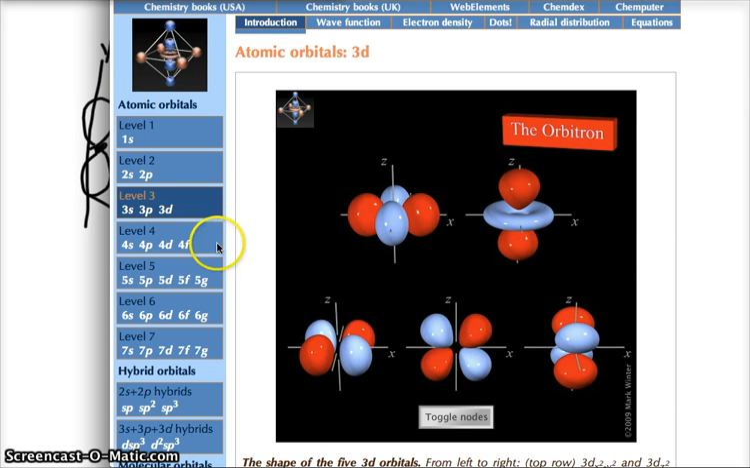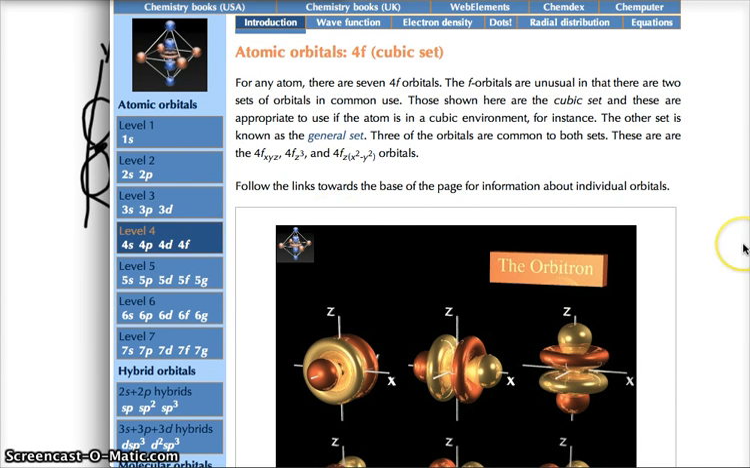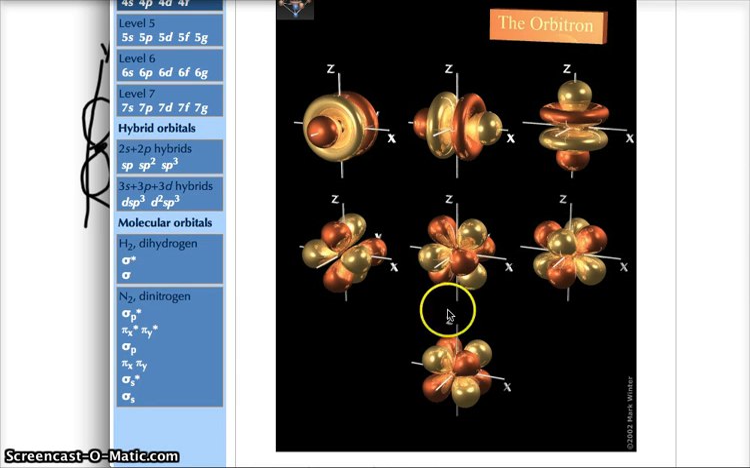So that's your Ds. Fs are, we said they're complex. They're a little more complex. Here you go. They have multiple lobes. These things are called lobes. Again, this is one orbital. There's 7 of them. 1, 2, 3, 4, 5, 6, 7. 7 orbitals. Each of these 7 orbitals can hold 2 electrons. And so if you take all these together, that makes up a D sublevel.